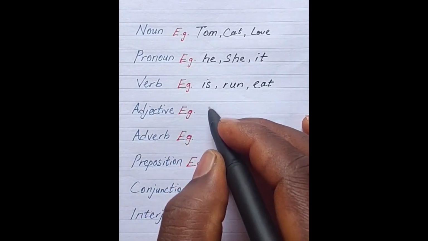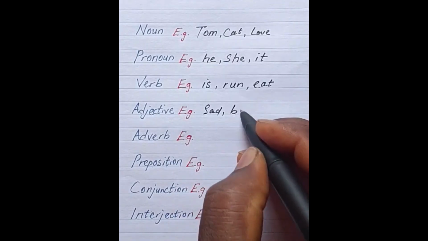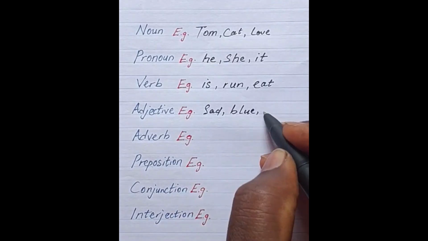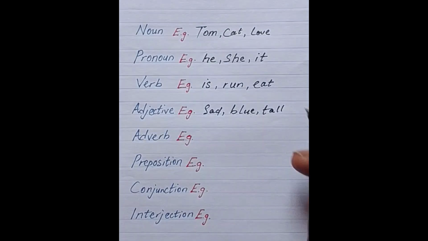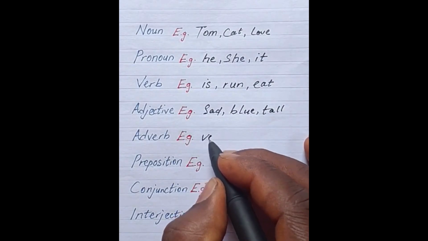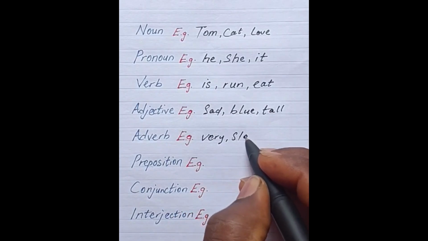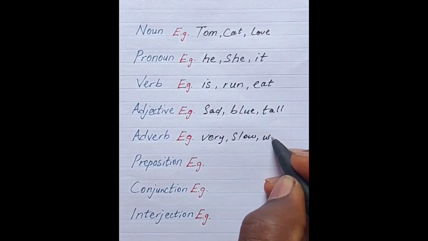Adjective, example: sad, blue, tall. Adverb, example: very, slow, well.